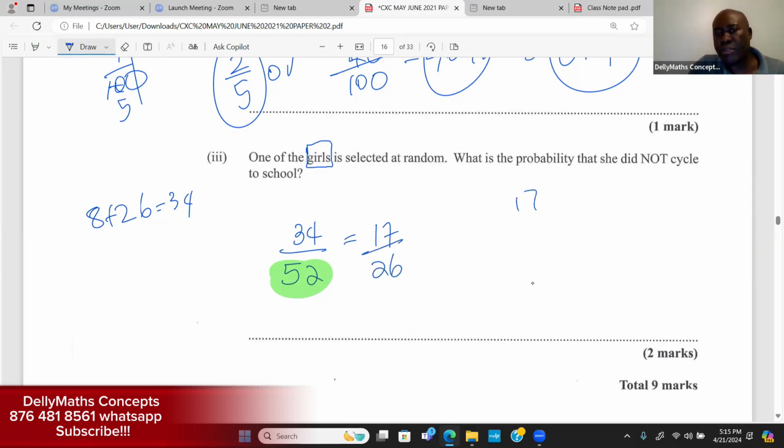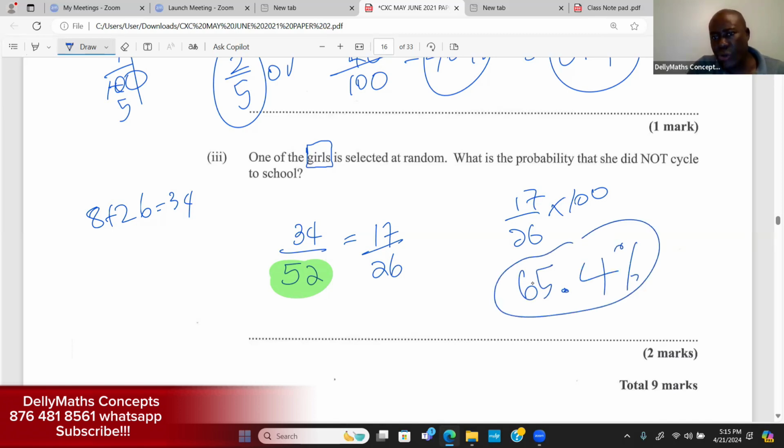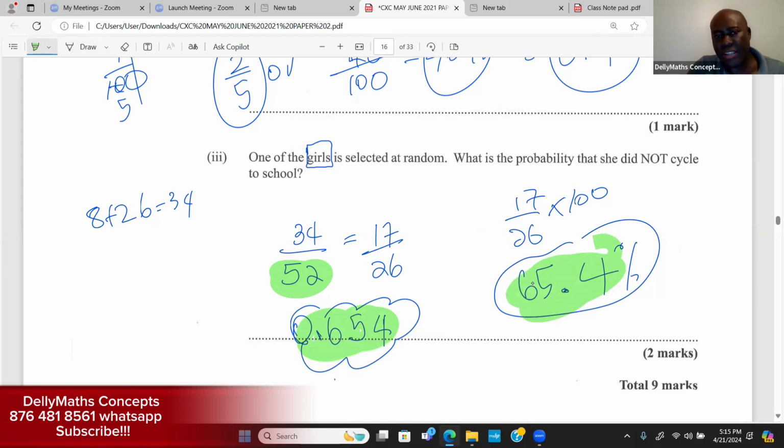And if you want to work this out as a percentage, it's fine. You multiply by 100, so 17 divided by 26 times 100. It's approximately 65.4 as a percentage. And as a decimal it is 0.654. All these answers are okay. If you submit this, you're okay. If you submit this, you're okay. If you submit this, you're okay. So be advised that your probability answers can be represented as a fraction, as a decimal, or as a percentage.